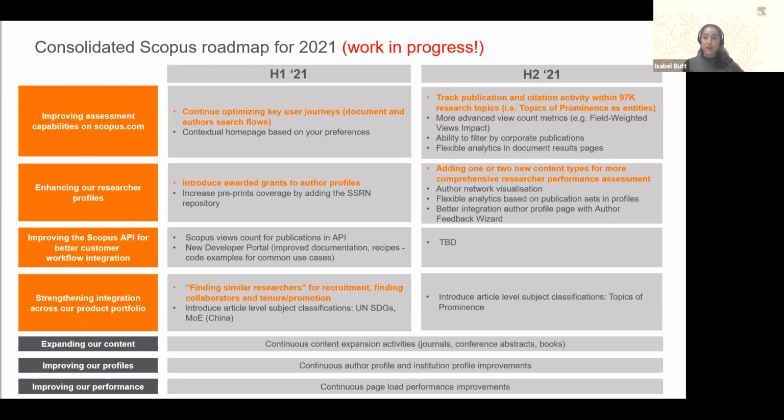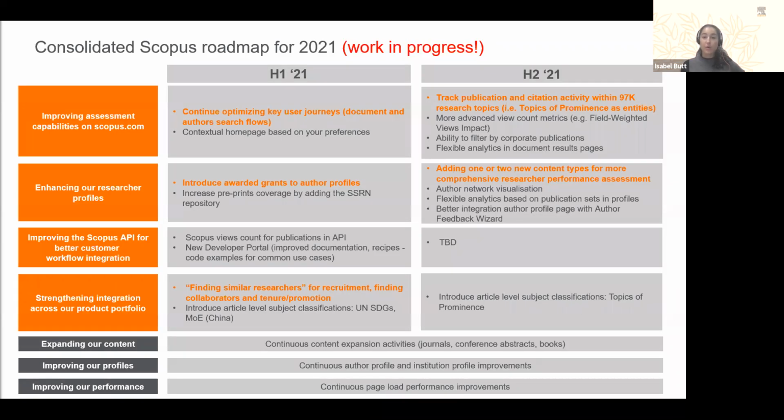And this harks back to the awarded grants piece that I talked about earlier, and also further increasing preprints. Further out from this, we plan to add a couple of new content types for more comprehensive researcher performance assessment. So we haven't decided what those will be, but we've got some interesting ideas, and we'll be looking at which ones of those are going to be most useful for you.